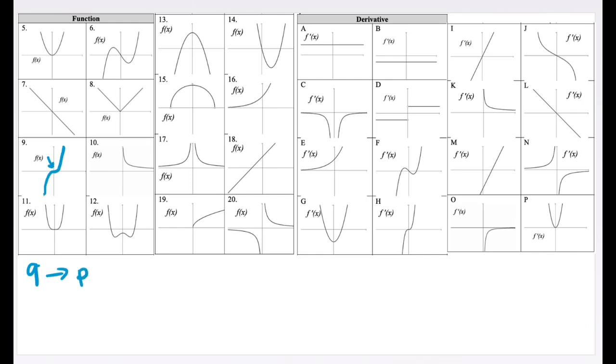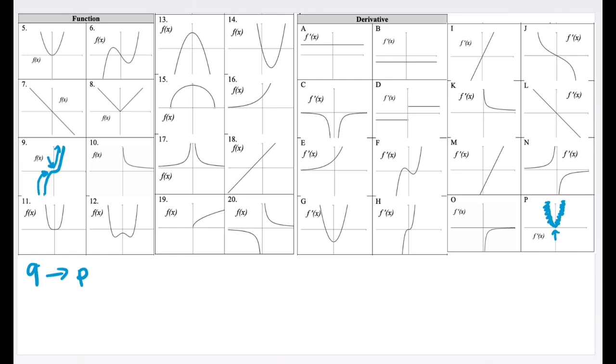Now, if you look at P, P is always positive, okay? So it's always above the x-axis. But here at 0, you see how it touches 0 and then it keeps increasing. So that means the slope is positive the whole time. It goes to 0 for a second and then it goes back positive again. So we have a positive slope here all the way to 0, and then we have positive slopes after that. So graph 9 would match up with graph P.